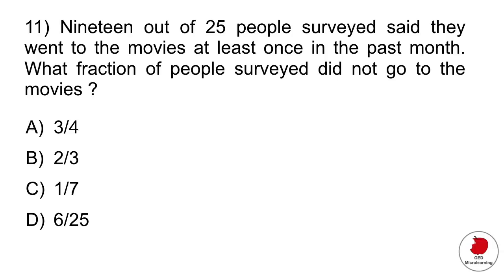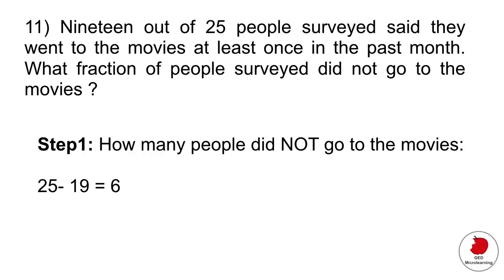Okay, the next question looks at percentages and fractions of people. It says 19 out of 25 people surveyed said they went to the movies at least once in the past month. What fraction of people surveyed did not go to the movies? The first thing you want to do is find out how many people did not go to the movies. You would subtract 25 minus 19, the number of people that went to the movies, and that gives you 6. So 6 people out of the total didn't go.